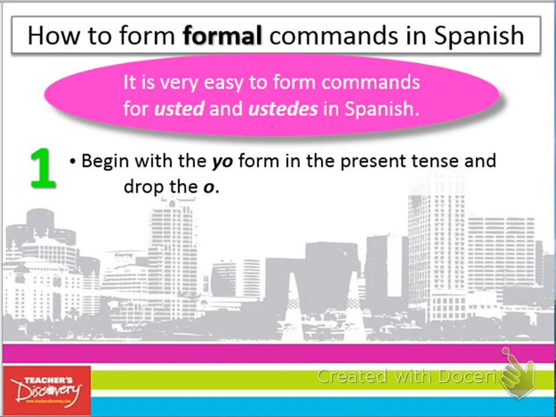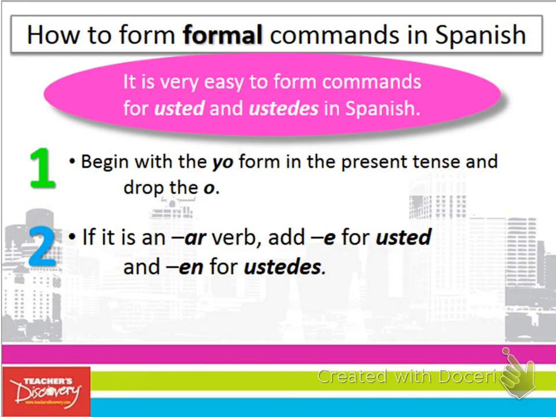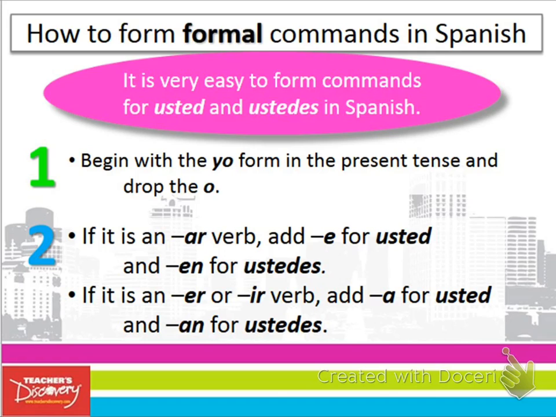Right, no one's doing it. You're not doing a conjugation. You're taking off the O, which is a conjugation, but you're keeping the stem. Once you have the stem, if it's an AR verb, you're going to add an E to tell one person to do something, and then add EN, or just add an N to the singular version, to tell a whole bunch of people to do something. For ER and IR verbs, you change it to A for telling one person, or change it to AN for telling multiple people to do whatever the verb is.